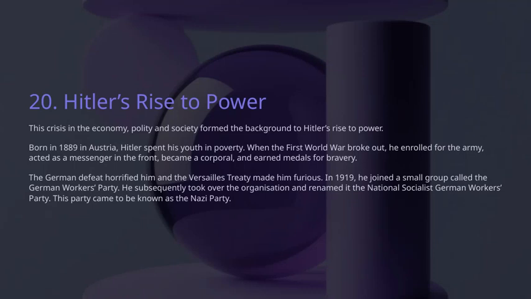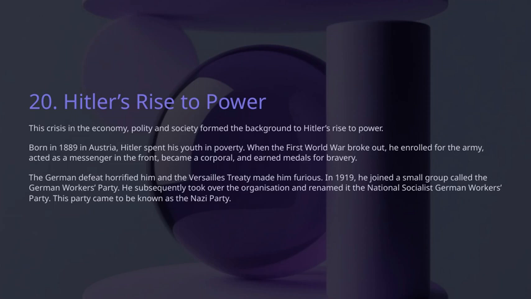Let's take a closer look at Hitler's rise to power, which was deeply shaped by the turbulent times he lived through. The economic, political, and social crises that Germany faced created a fertile ground for radical ideas to flourish. Born in 1889 in Austria, Hitler grew up in poverty, which influenced his worldview from a young age. When World War I broke out, he enlisted in the army and served as a messenger on the front lines. He was recognized for his bravery and became a corporal, earning medals for his valor.